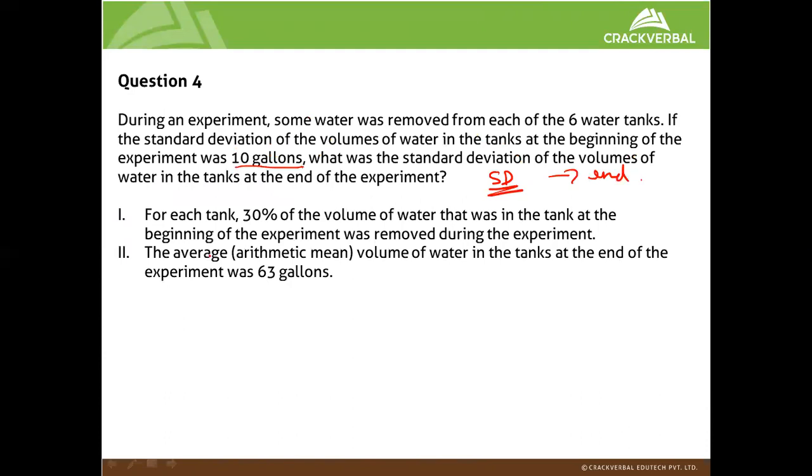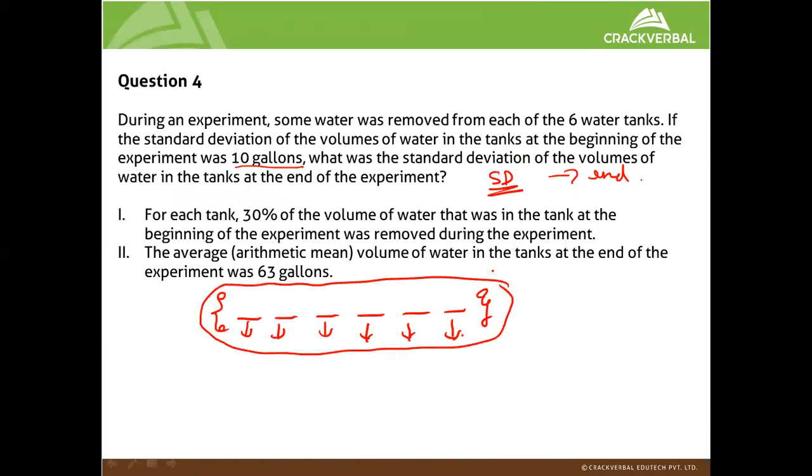So for each tank, 30% of the volume of water that was in the tank at the beginning of the experiment was removed during the experiment. So think about this, guys. I have 6 water tanks, right? Or I have 6 elements in a set. Now what is happening? During the experiment, I'm decreasing every element by 30%. So what happens? If this original set is going to have some amount of standard deviation, and I reduce the same quantity from every element of a set, the standard deviation is exactly going to remain the same.